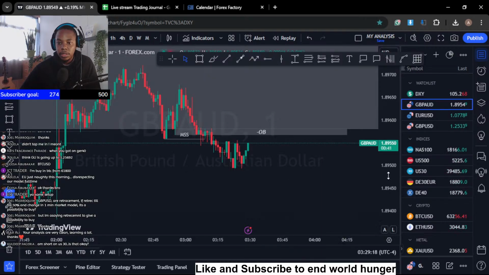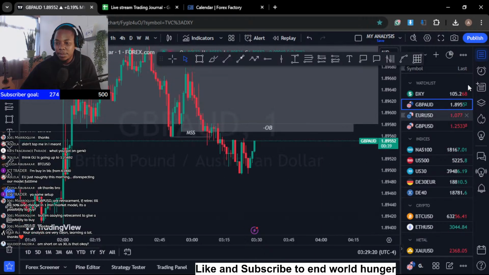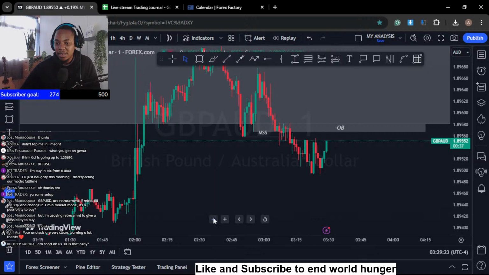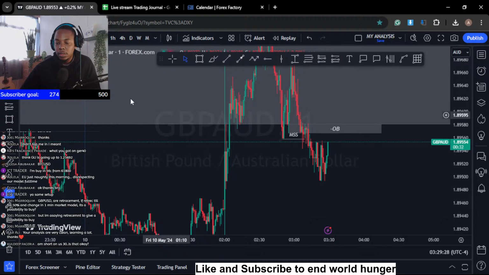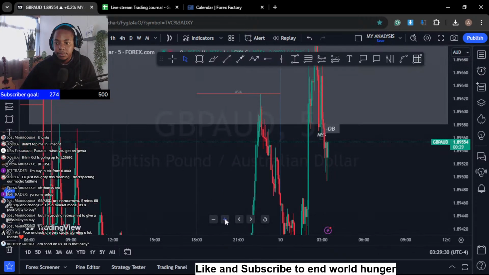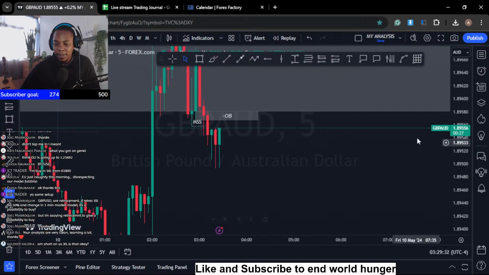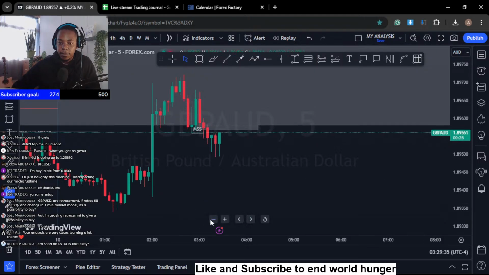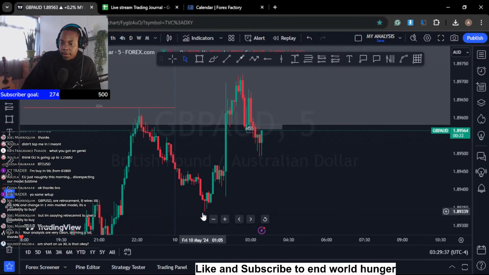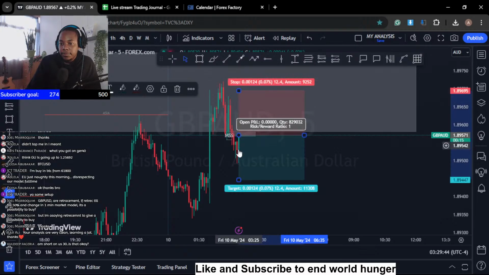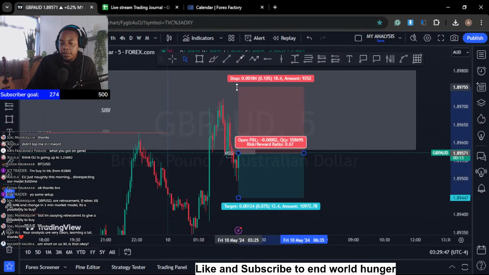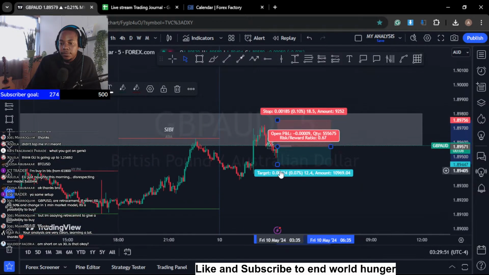I'm looking at GA. Price is going into our order block. If we burn, we burn. Make sure you use risk management, because if you don't, you will burn very bad.